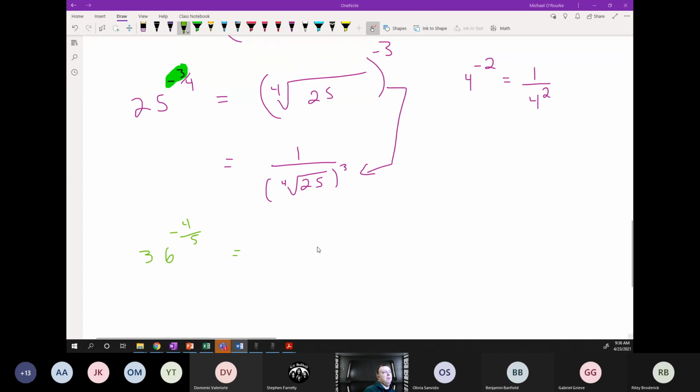All right, so let me go through this. First things first, let's work our way up. 36, 5 to the negative 4. Now I have a negative. I don't like that, so I'm going to flip it. So it's going to be 1 over 5 square root 36 to the 4. How do we feel? Did we get that done? Yes or no?